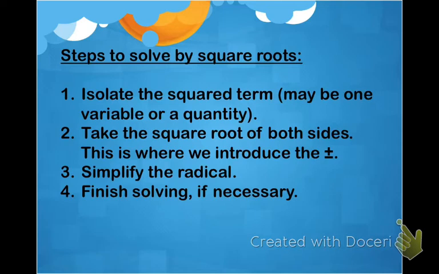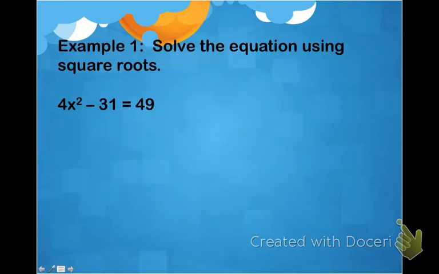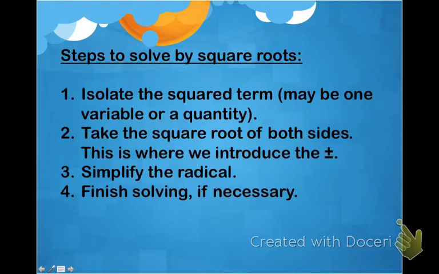Then we want to take the square root of both sides, and this is the moment where you introduce the radical. A lot of people will tend to do all of the algebra and then just stick a plus or minus in front of the answer, and that's not correct. That plus or minus has to show up immediately after you take the square root of both sides.